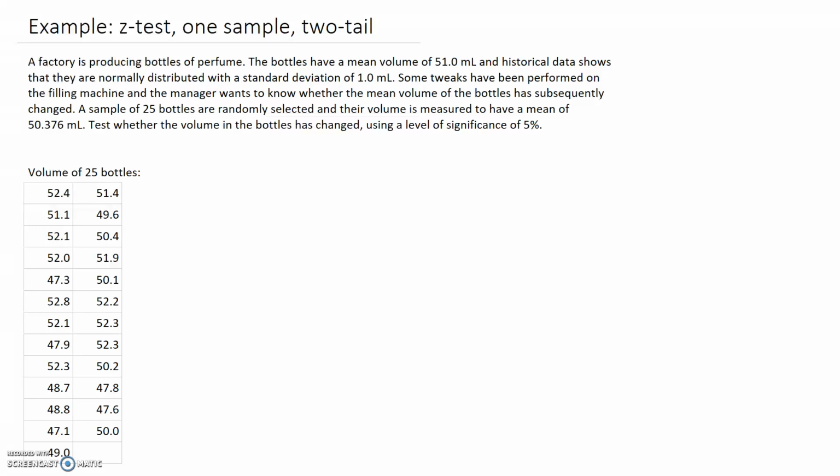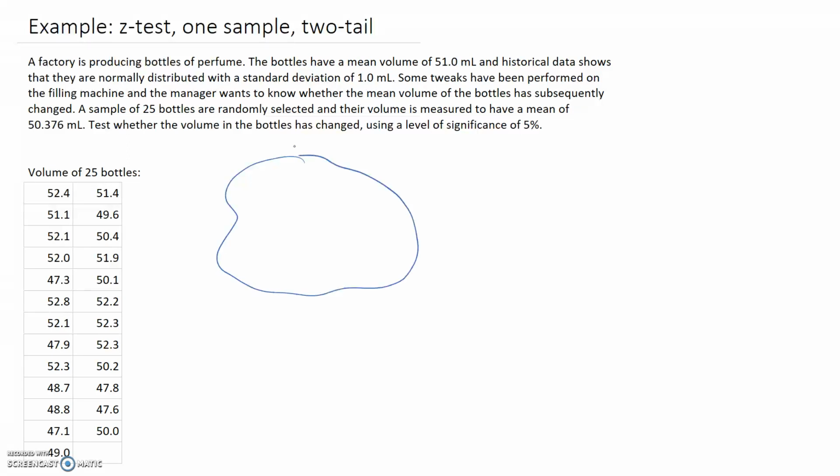A sample of 25 bottles are randomly selected, and their volume is measured to have a mean of 50.376 milliliters. We need to test whether the volume in the bottles has changed, and we're going to be using a level of significance of 5% for that test. Alright, so that's a lot of information to take in. So the first thing I'm going to do is put it all down on paper.